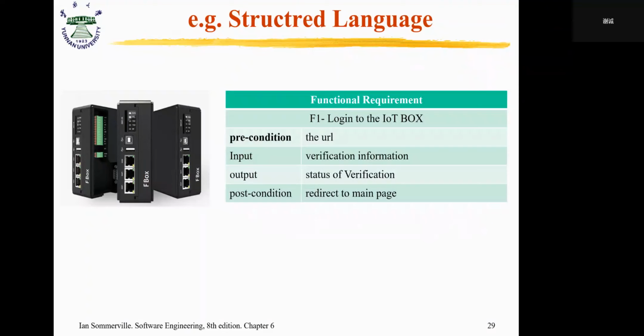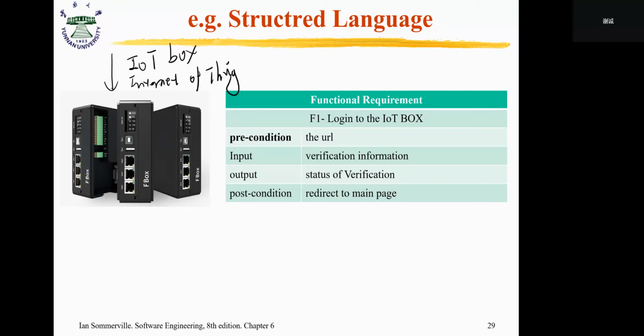I give you one example about the structured language. Structured language to describe a functional requirement. Okay, here everyone can see this picture. This is a so-called IoT. Have you heard about IoT before? Internet of Things.